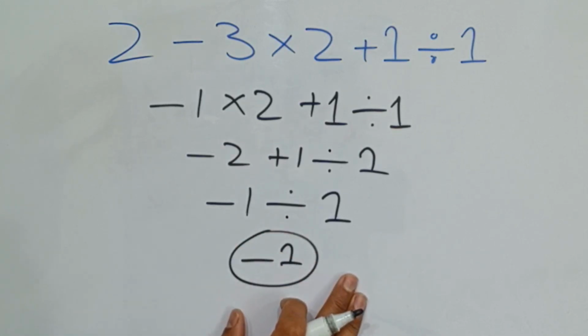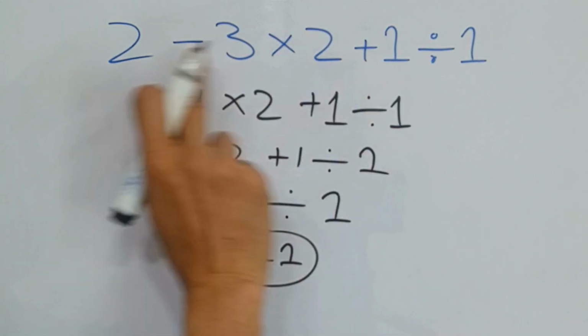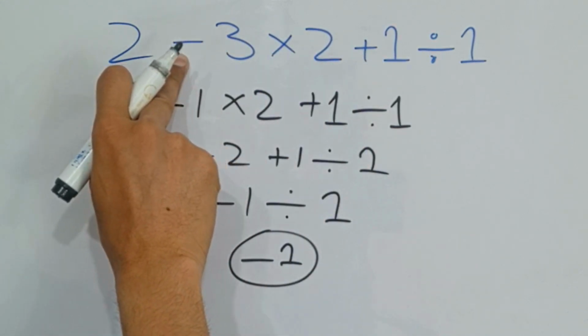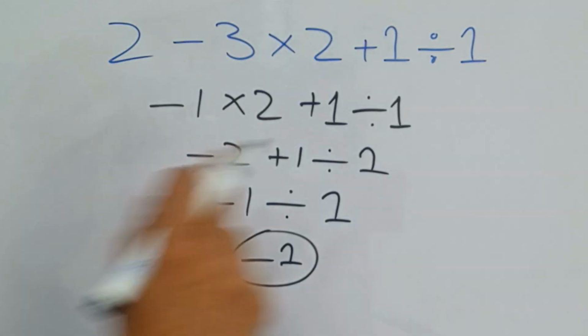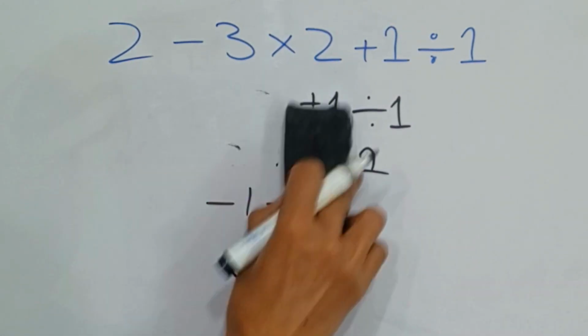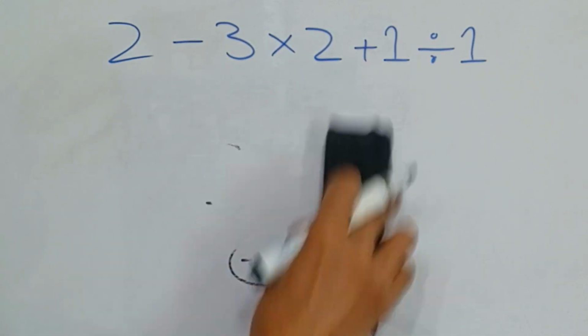But this is wrong. Why? Multiplication and division must be done before addition and subtraction, right? So follow the order of operations. We use the PEMDAS rule. Multiplication and division from left to right.